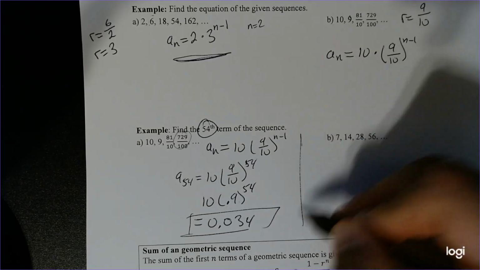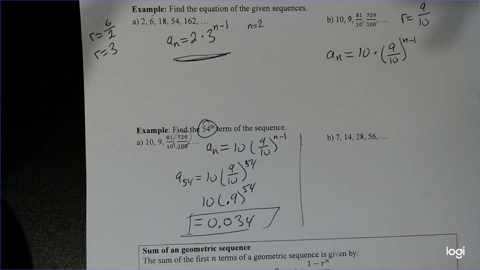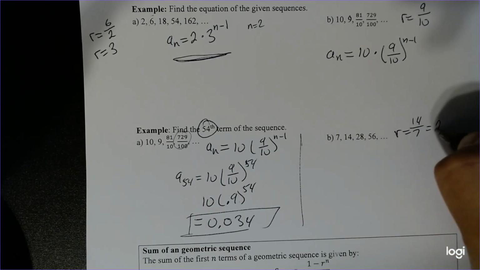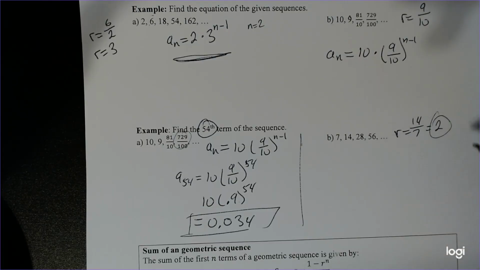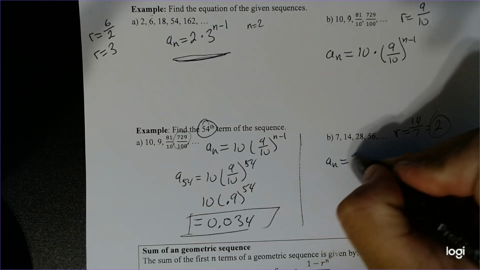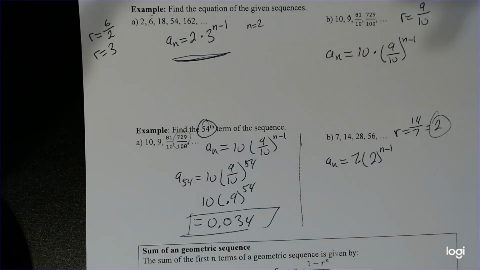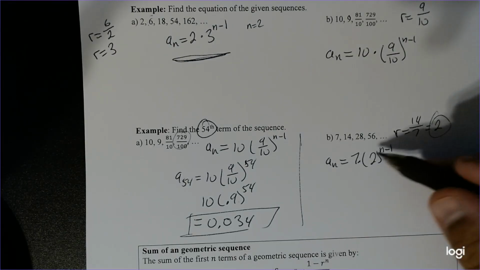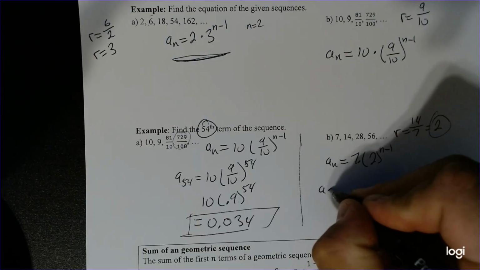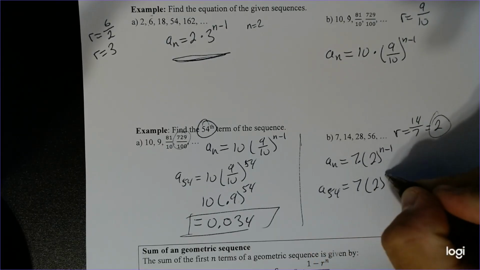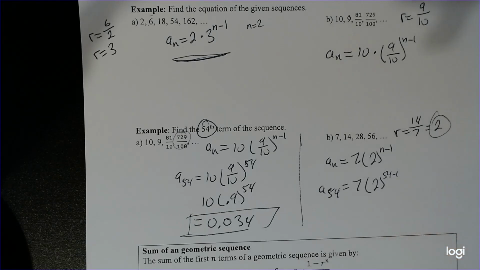On the contrary, something just grows exponentially. So 14 over 7 is going to give you 2. So the common ratio is 2, so a sub n is equal to 7 times 2 to the n minus 1 power. Again, finding the 54th term. So 7 times 2 to the 54 minus 1, right? So it gets drastically bigger as we go along.